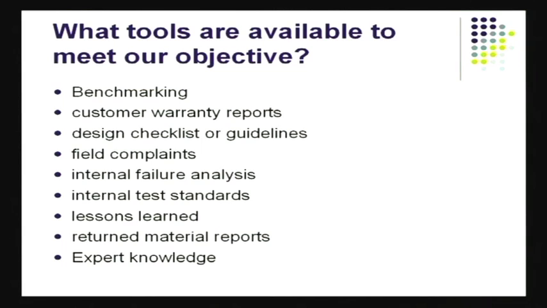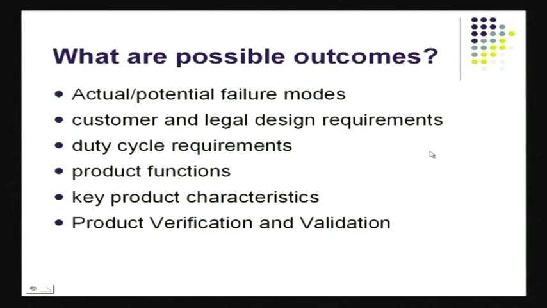What are the tools available to be able to do this? There's benchmarking available; there may be other people who are doing this job better. Customer warranty reports can lead to failure indices and so on. Design checklists or guidelines, field complaints, internal failure analysis, internal test standards, lessons learned, return materials reports, expert knowledge, and certainly warranty service. These are the sources from which you can find out how different things can go wrong, in what modes they fail, what their impact is, and what their likelihood is. All these things can be found if you've got a good database.